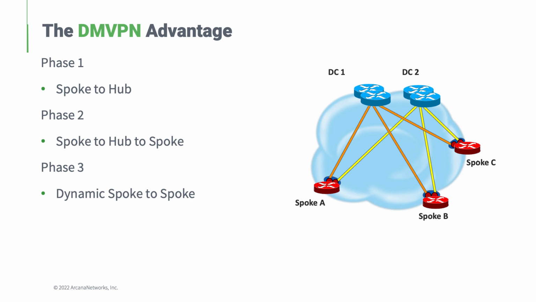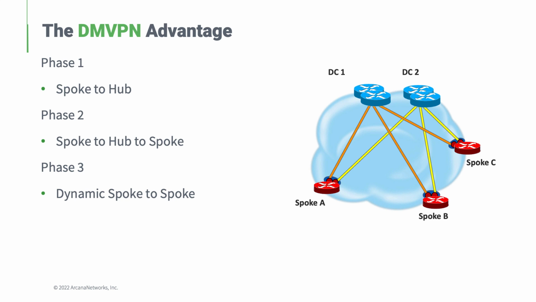DMVPN can be thought of as configured in three different phases. Phase 1 is your basic spoke to hub, so your basic VPN connection. Phase 2 is what some people call spoke to spoke. I call it spoke to hub to spoke. In this example, for spoke A, if it wanted to talk to spoke B, it would have to talk to, say, data center 1. Data center 1 would have to take all that traffic and send it down to spoke B. Spoke B would have to return all that traffic back up to data center 1. Data center 1 would have to send all that traffic back to spoke A.